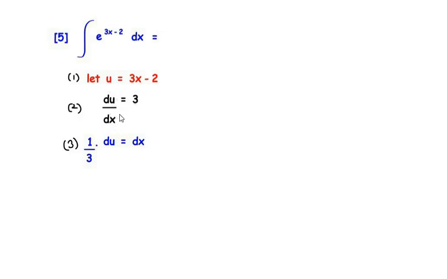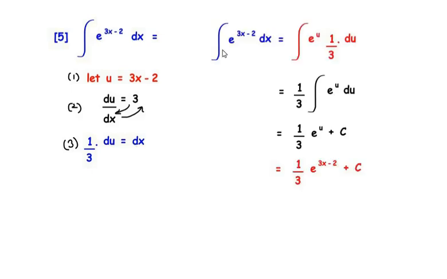Now step number 3 is making dx as the subject. So taking dx on the other side of equal to sign, 3 will take its place, giving us 1 over 3 times du is equal to dx. Now let us replace all the x terms by the u terms. So integration of e raised to 3x minus 2 dx will be equal to integration of e to the power of u times dx has been replaced as 1 over 3 du.